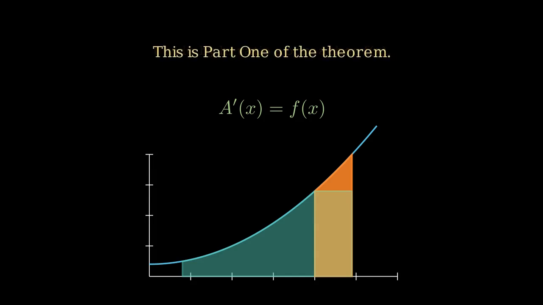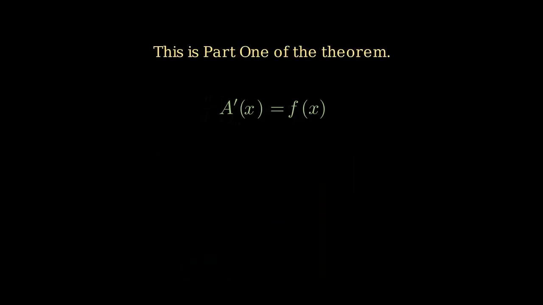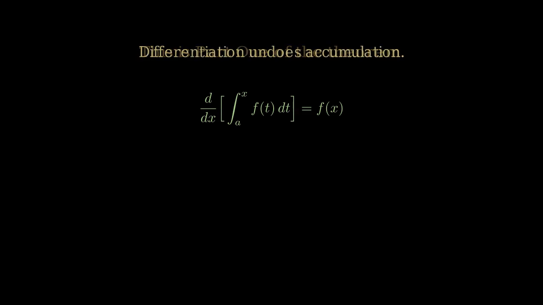This is the first part of the fundamental theorem of calculus. The accumulation function A of x always has derivative equal to f of x. In words, differentiating undoes the process of accumulating area. Differentiation and integration are inverse operations.